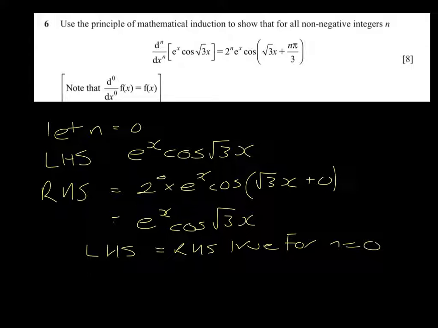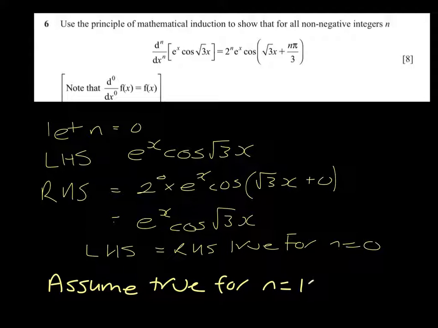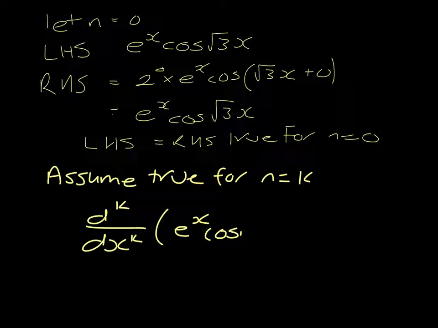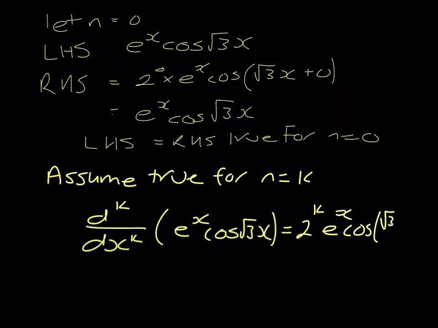Our next stage then is to assume true for n equals k. And in that stage we're going to say d^k/dx^k of e to the x cos root 3x equals 2 to the k e to the x cos of root 3x plus k pi over 3.